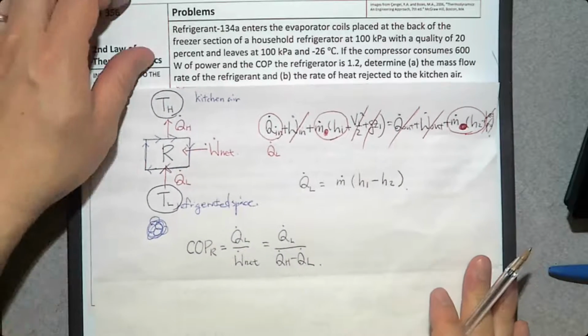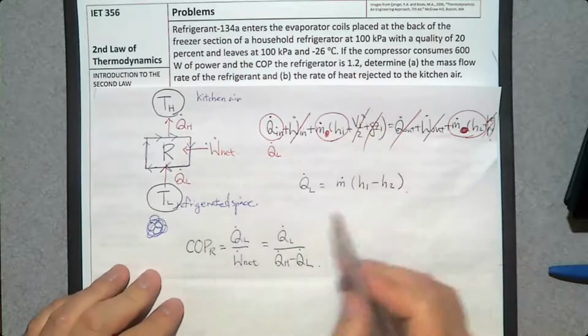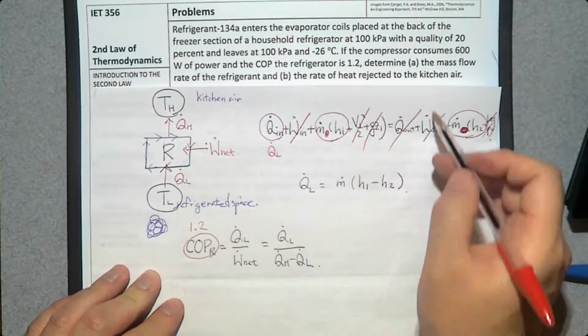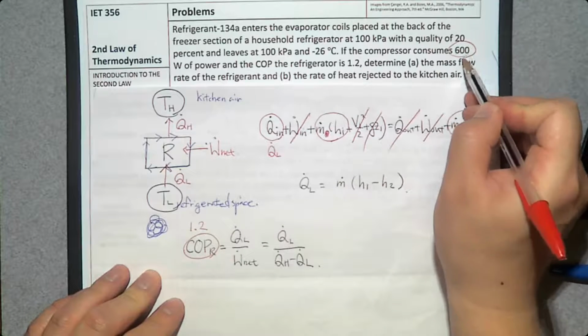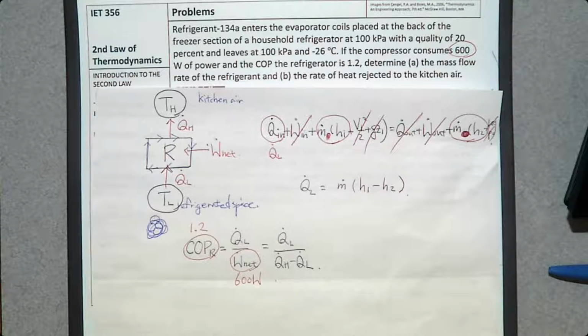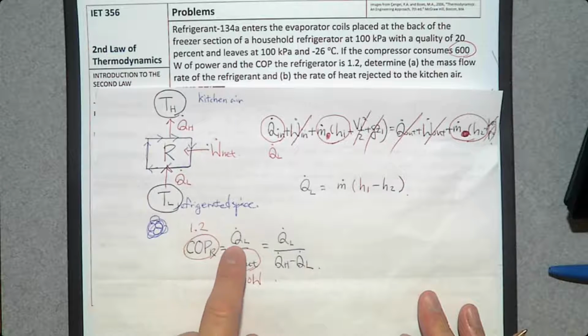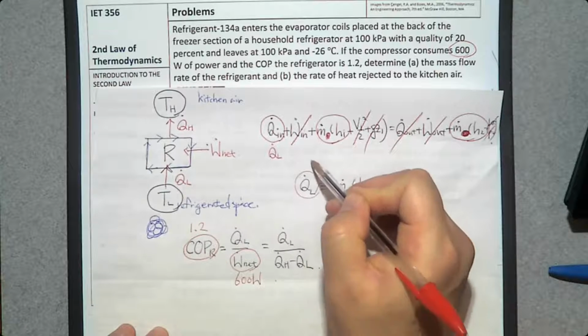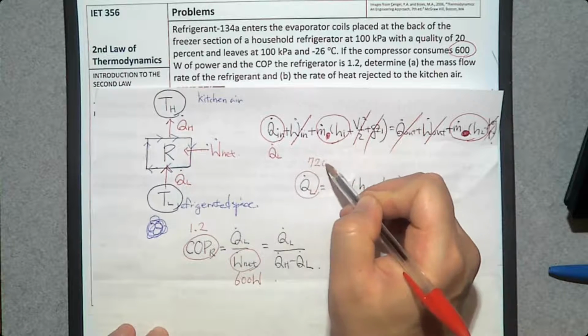So in this case, COP is 1.2. The power consumption is 600 watt. Then we know W dot net is 600, COP is 1.2. Can you determine Q dot L? Yes, 720. So this one is 720 watt.